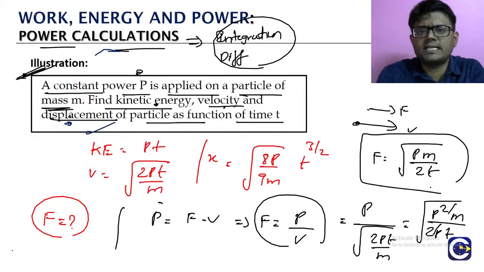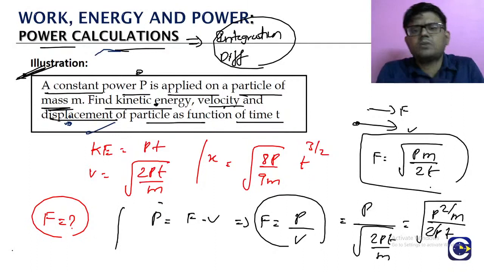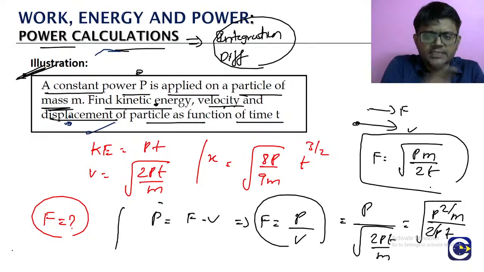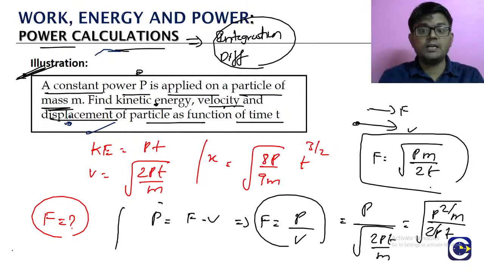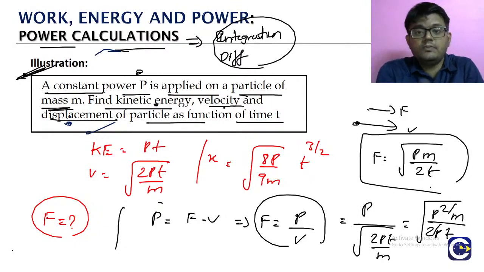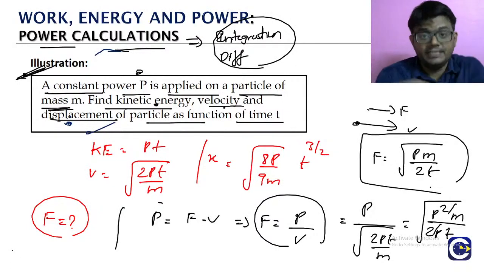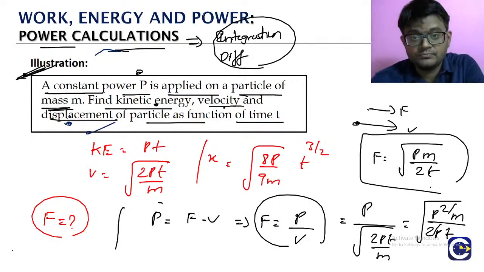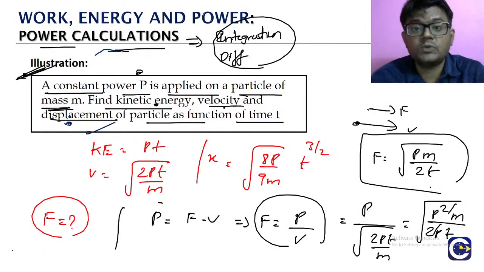We are just using that power is equal to force into velocity, because the assumption is they are in the same direction. Already we got the velocity function, root 2Pt by m. Substituting, we get the force function. You can see force is not a constant, it is changing with respect to time. The thing that is constant here is power. Power delivered by the force is constant.